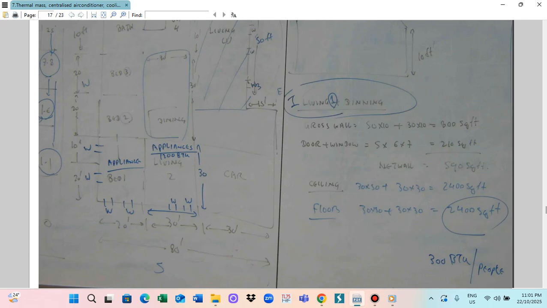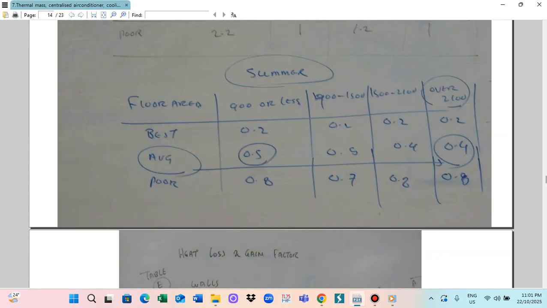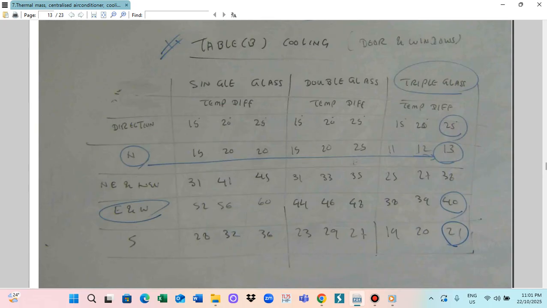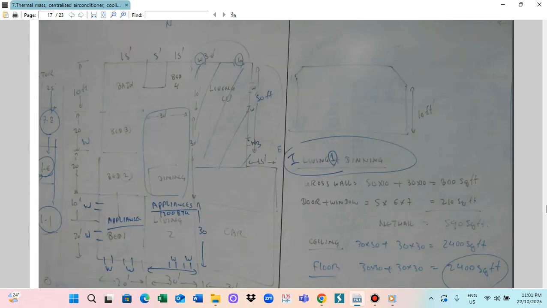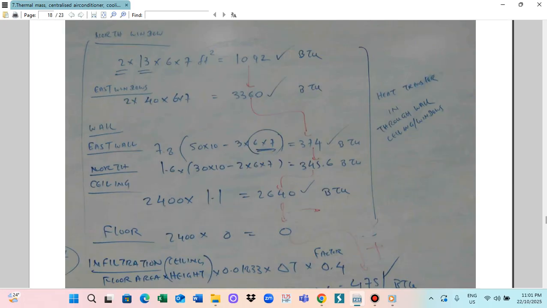You have to set the factor. In the set factor here, east and west window, feedback glass. So temperature 25 is at 40. So you have to set 40 and substitute. And the size of the window is 6 multiplied by 7. By solving this, you get 3360. Okay, we got it.